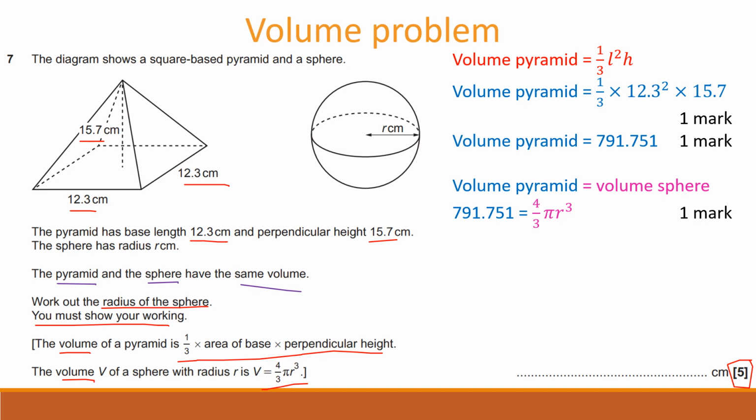So I'm going to get rid of the divided by 3. So I'm going to multiply both sides by 3 first. And then I'm going to divide both sides by 4 pi to get rid of this multiply by 4 pi. So I'm going to just get rid of this section here. Get rid of that times by 4 pi. I'm going to divide both sides by 4 pi.